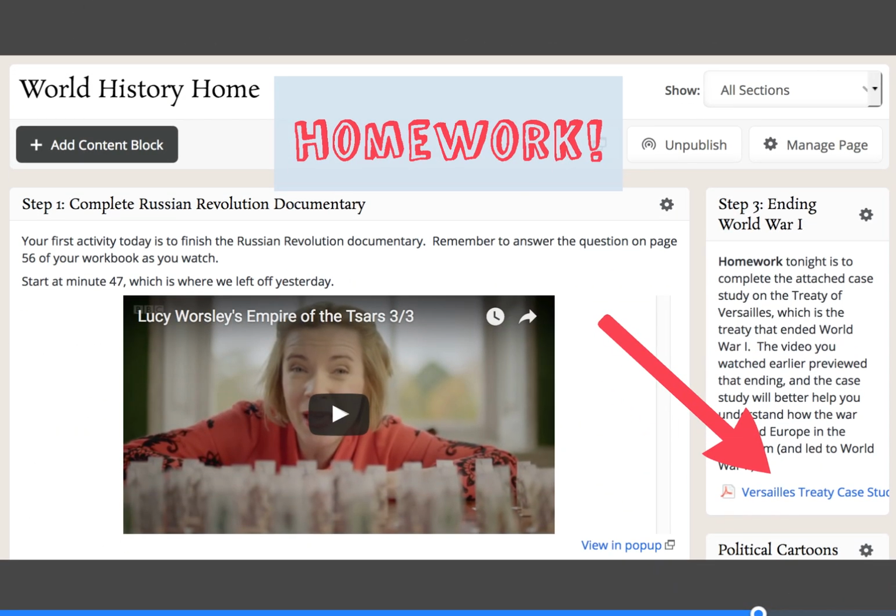If you do have any time left over after that, go ahead and get started on your homework. Here's where it is, posted right on the home page or the World War I and Russian Revolution page of Haiku. It's posted in the upper right. It's called the Versailles Treaty Case Study. It's one of those multiple choice case studies that we will go over tomorrow to discuss the end of the war.